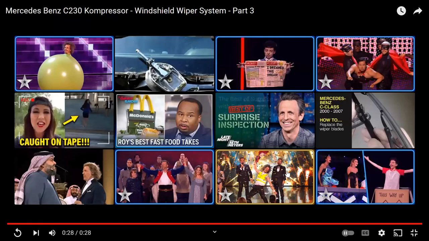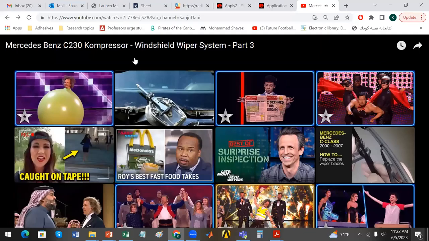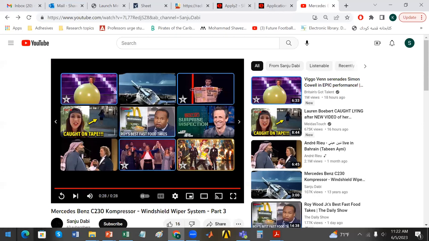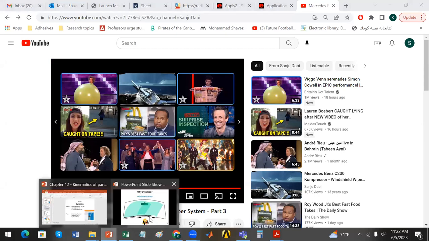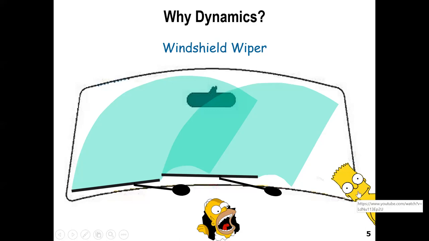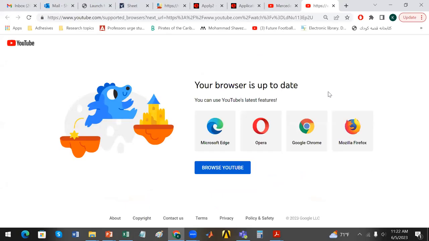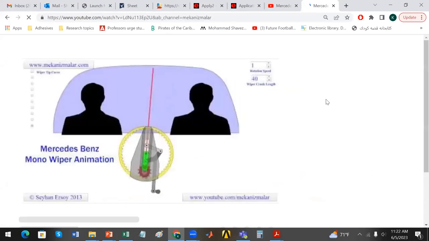That is another way of designing a windshield wiper, right? So to see how that works, apparently by now you have learned that I love the Simpsons family very much. So I use them to help me with the course content.